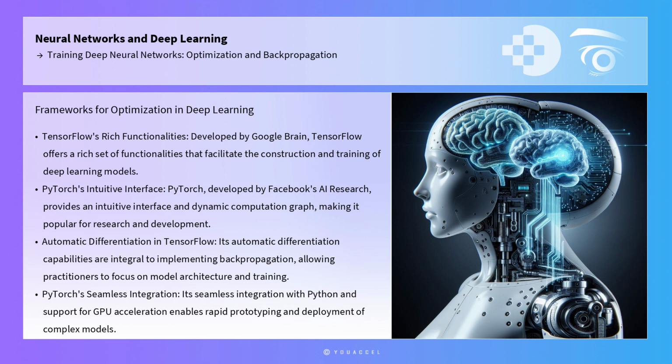PyTorch, an open-source machine learning library developed by Facebook's AI Research Lab, provides an intuitive interface and dynamic computation graph, making it a popular choice for research and development. Its seamless integration with Python and support for GPU acceleration enables rapid prototyping and deployment of complex models.